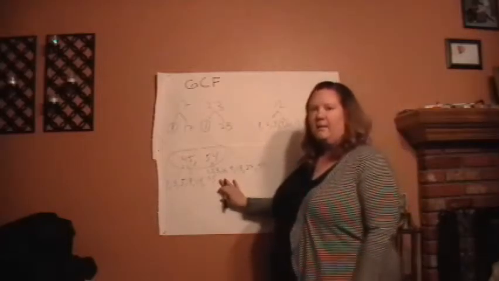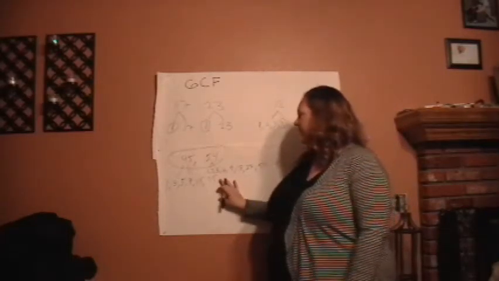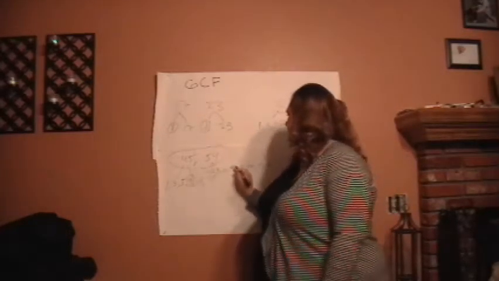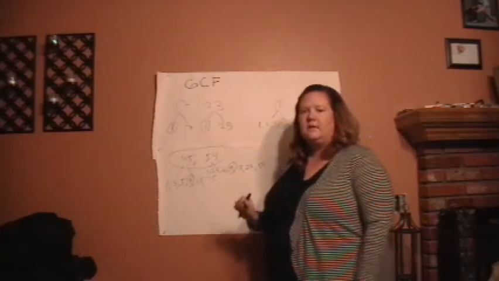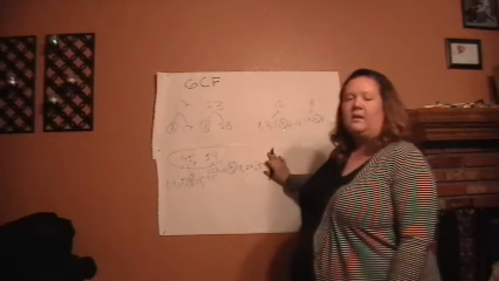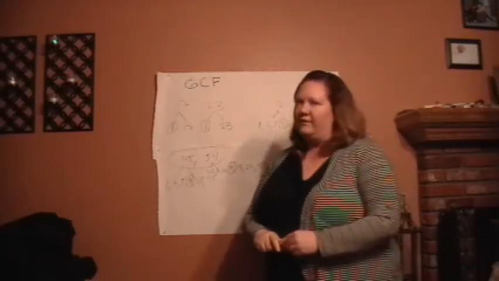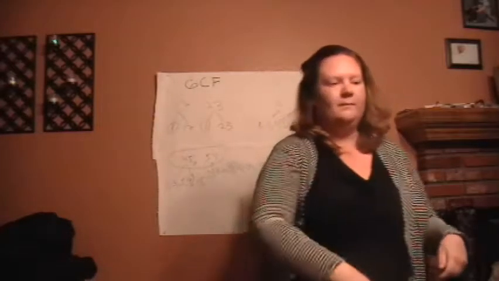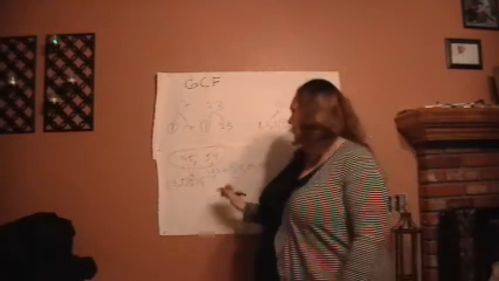So what is our greatest common factor of these? Of 45 and 54? 9. Correct. Let's talk about what we've learned here. I'm going to pass out a sheet and we're going to go over it together as a group. All right, thank you guys for hanging out.